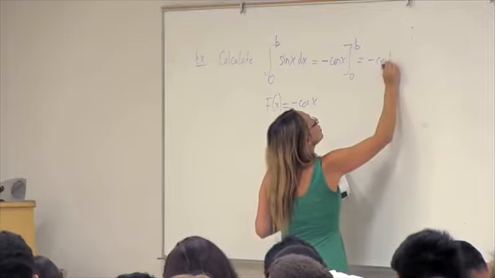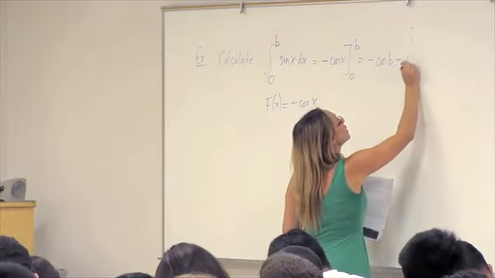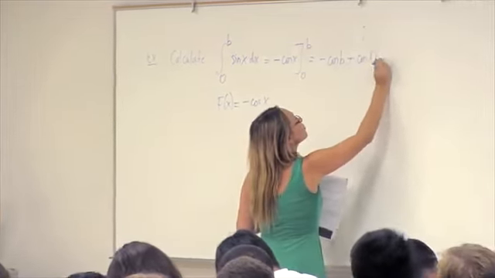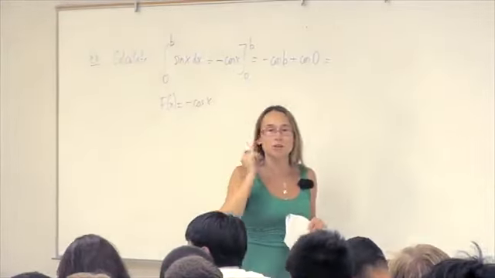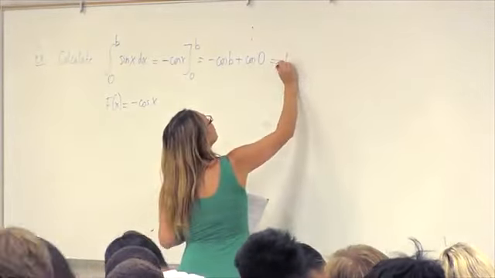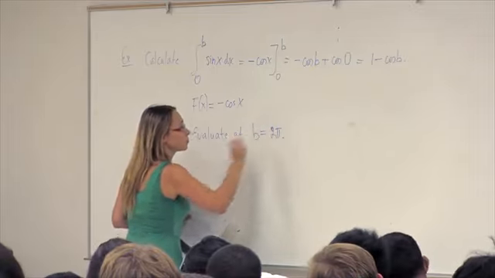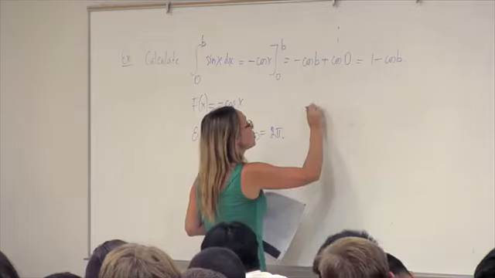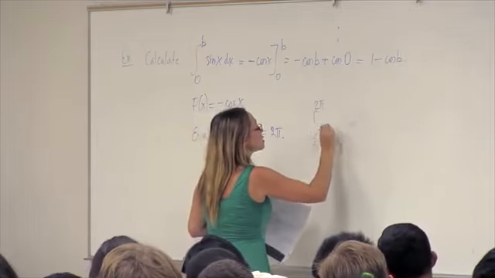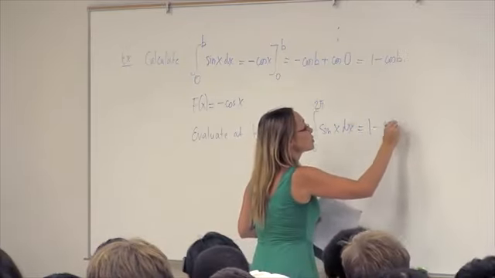Minus cosine b. Then I have minus with a negative, so plus cosine of 0. Now we have to remember what cosine of 0 is. So I have 1 minus cos b. So evaluate at b equals 2 pi. Okay, so the integral from 0 to 2 pi sine x dx is equal to 1 minus cos 2 pi.